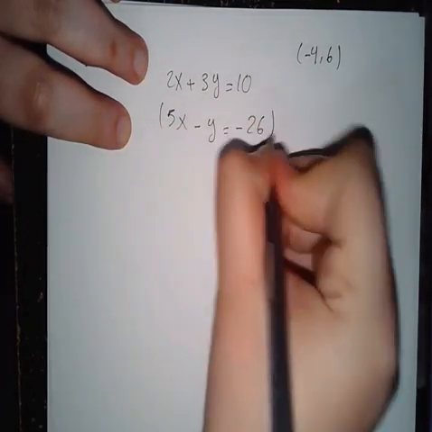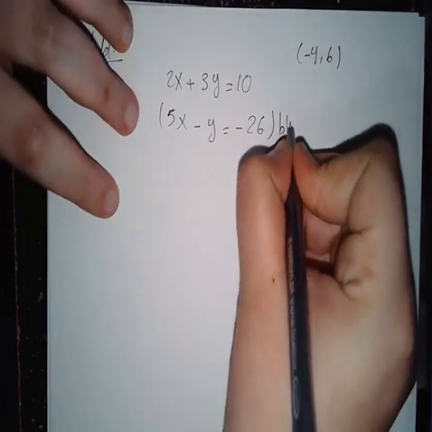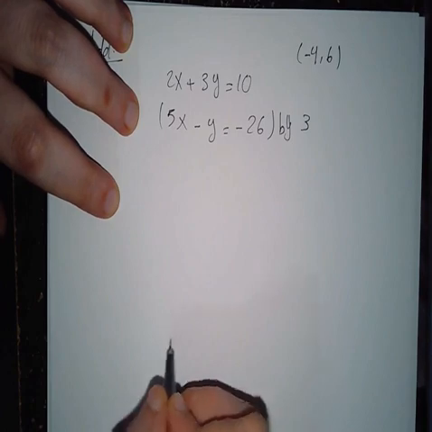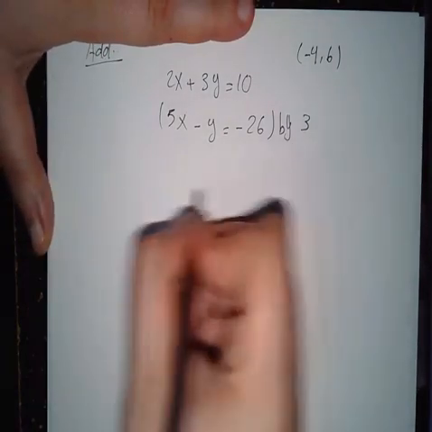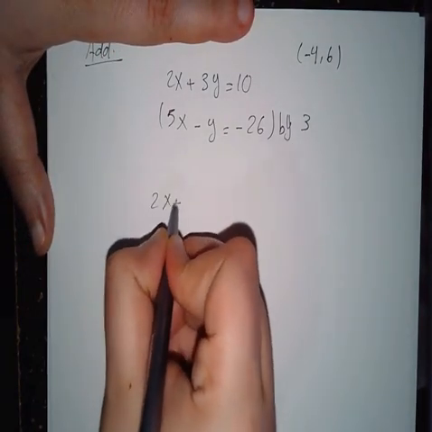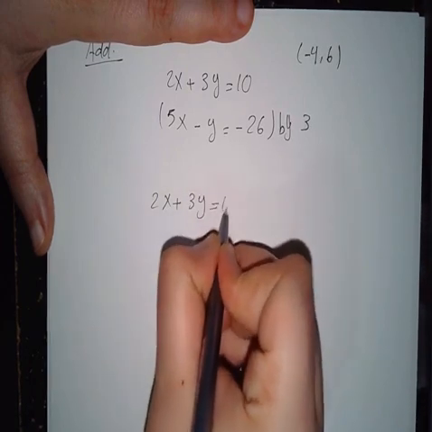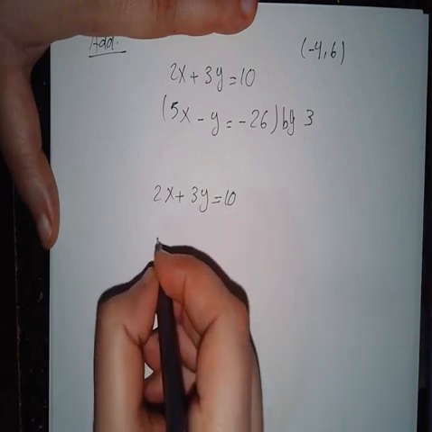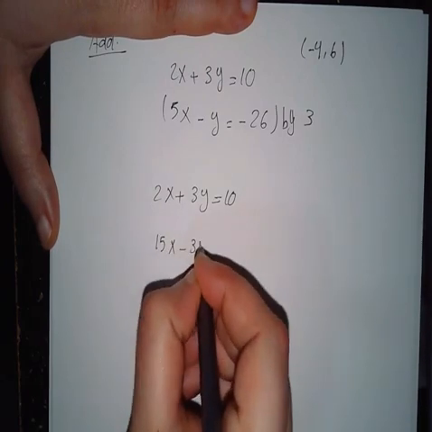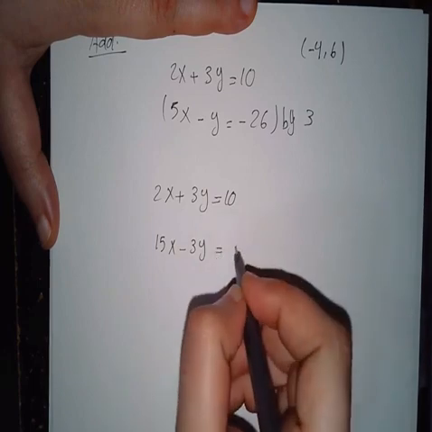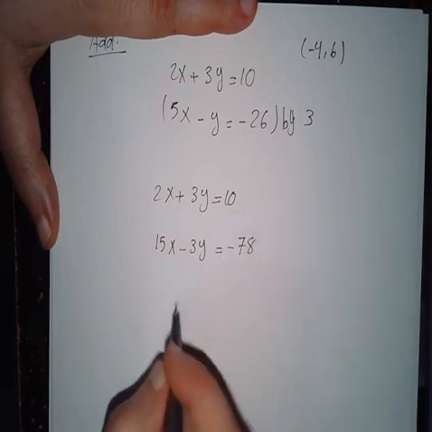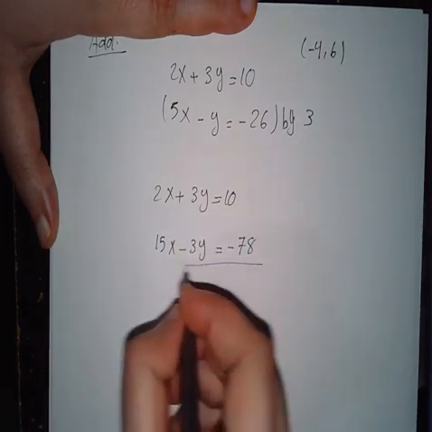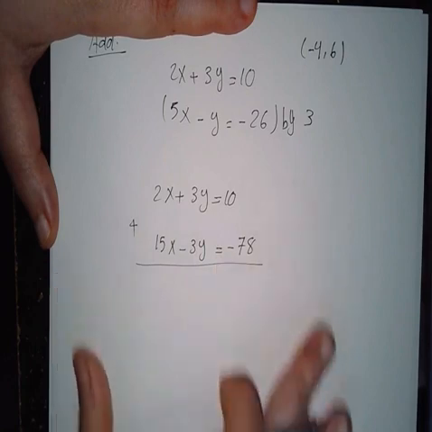And multiply the entire thing, second equation, by 3. Yeah? So this becomes 2x plus 3y equals 10. That's my first equation. 15x minus 3y equals negative 78. This is my new second equation after I multiplied it by 3. Draw a line, addition, and here we go.